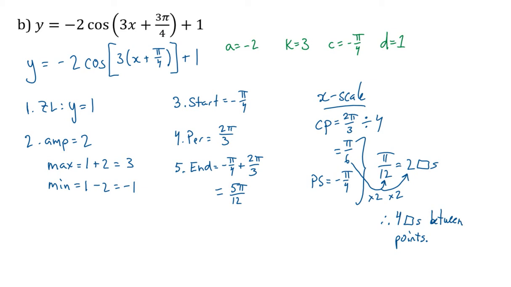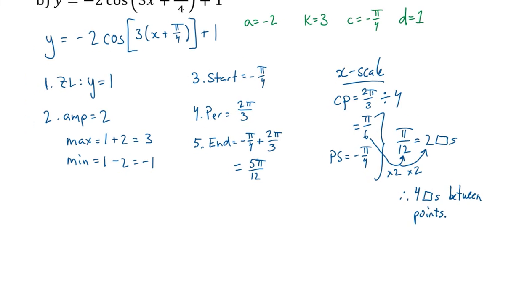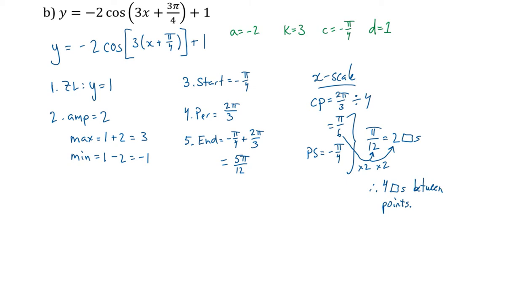Okay. So what I need to know, and this is really important, is that there are 4 squares between points. And I need to make sure that I'm using the critical point distance for that, not the phase shift. The phase shift helped me come up with the 12, but not the distance between points. Okay, I know that's convoluted. There's not necessarily an easier way.